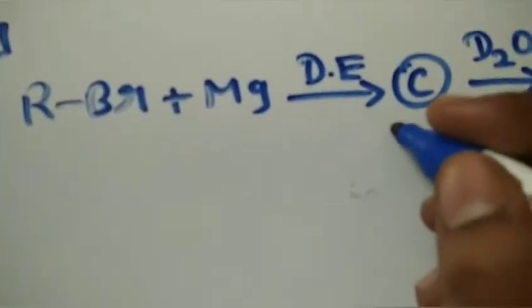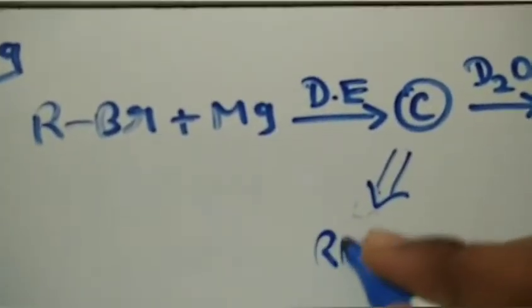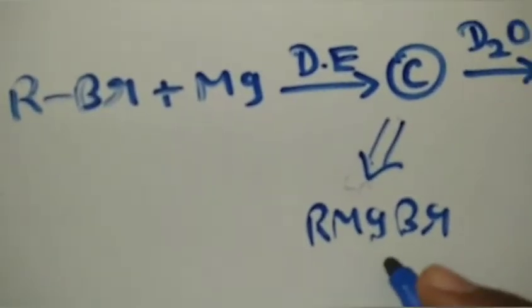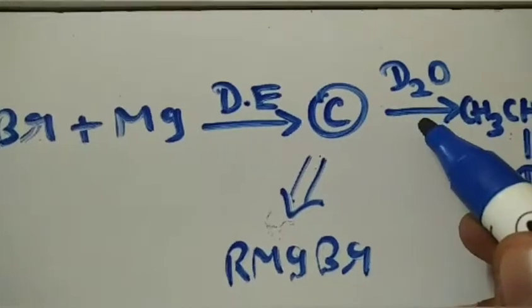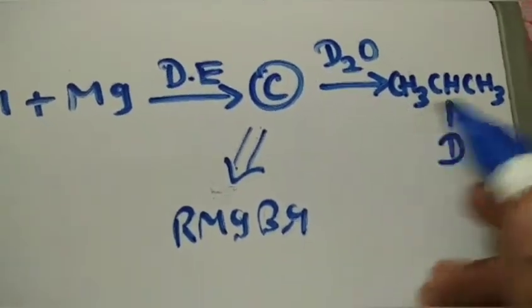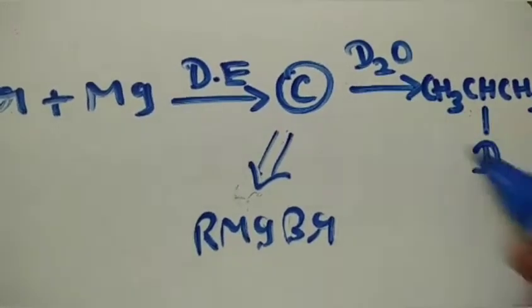Sorry, C will be what? This will be RMgBr, correct? So now you know RMgBr, but when it's reacting with D2O, it is giving this product. Some 3 alkanes are there. Okay, sorry, 3 carbon is there attached with this deuterium.